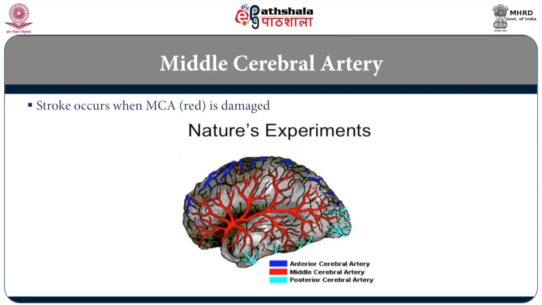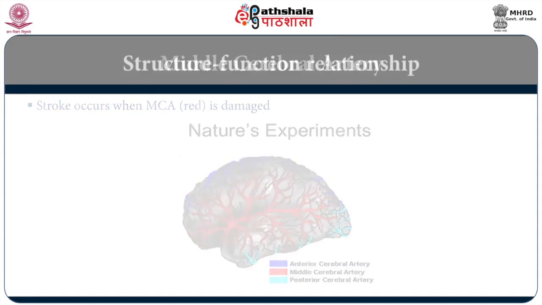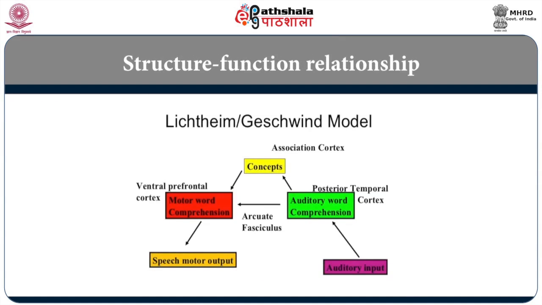Look at it carefully. Okay, so we have talked about brain structures, we have talked about fiber tracts which connect the brain structures, we talked about the blood supply. Assuming all this is going on well, then what is the structure-function relationship? One of the earliest proposals about the brain structure and language function relationship is by Lichtheim and Geschwind's model. So you see in the figure on the screen, you have concepts, which are managed in the association cortex, and you have motor word comprehension marked in a red block here, and auditory word comprehension in a green block.